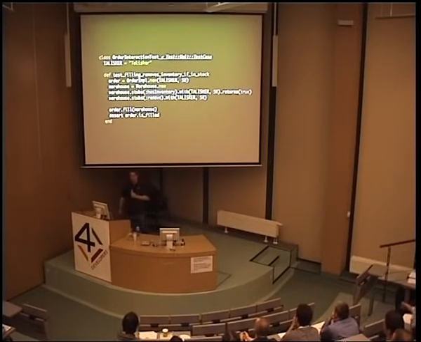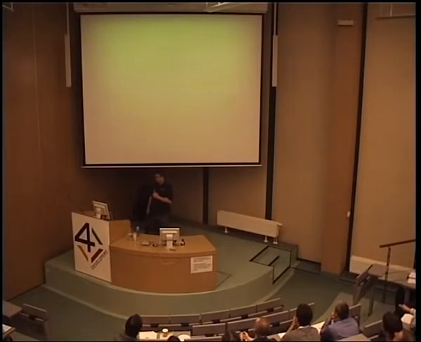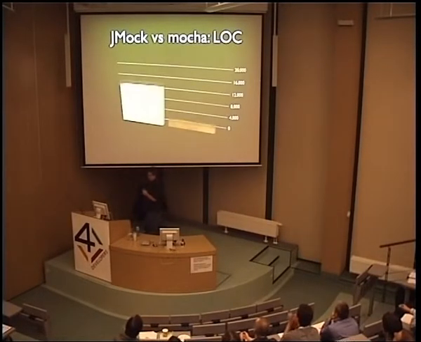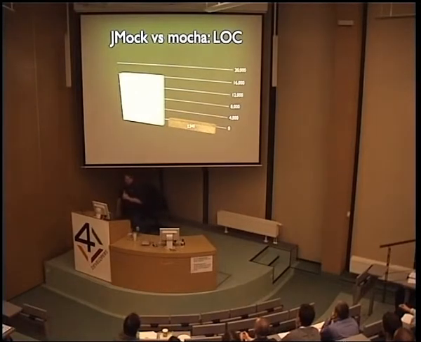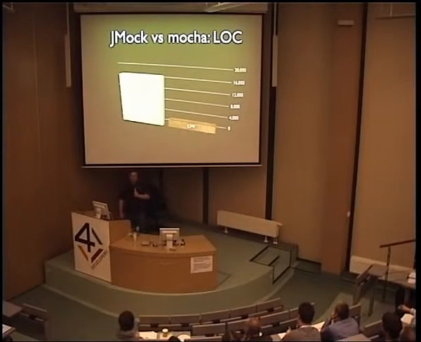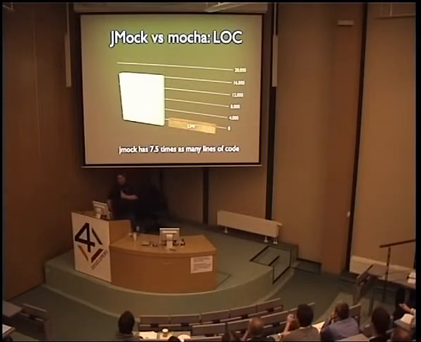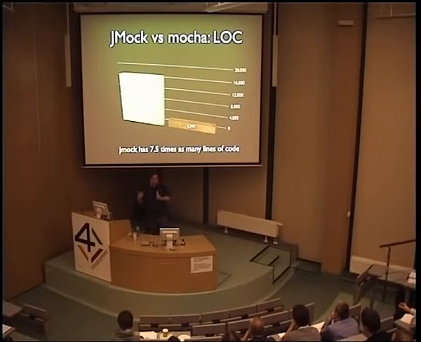So I did a little experiment. I counted the number of lines of code in JMock versus the number of lines of code in Mocha. And it turns out that JMock has 17,152 lines of code and Mocha has 2,245. So JMock has 7.5 times as many lines of code to do the exact same job. Actually, it's a subset. Mocha is more powerful than JMock, but we'll just let it go at that for now.